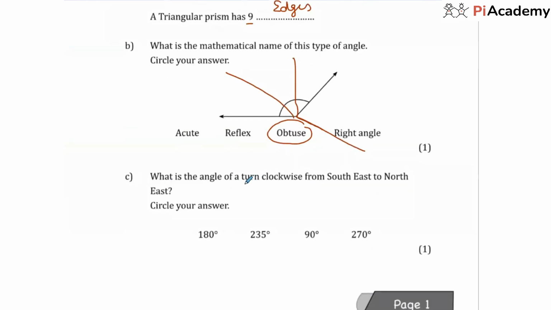What is the angle of a turn clockwise from 270? 270 degrees. Wait, don't just jump. I mean, please be mindful, there will be others who may not understand. Let them reread the question. What is the angle of a turn clockwise from southeast to northeast?